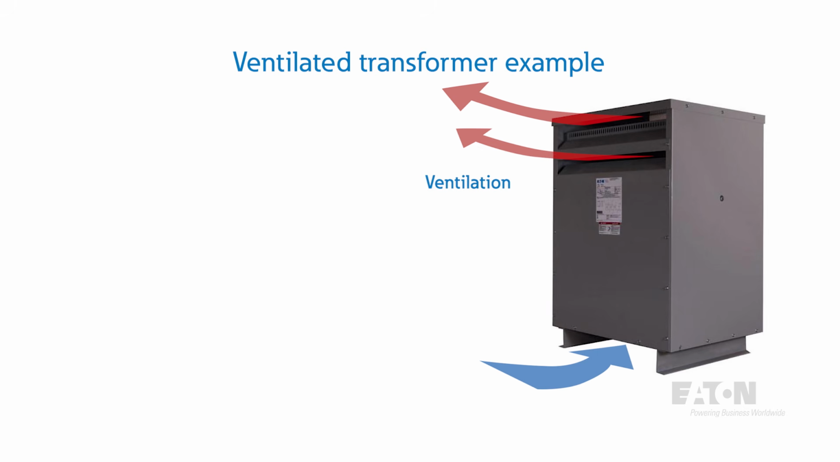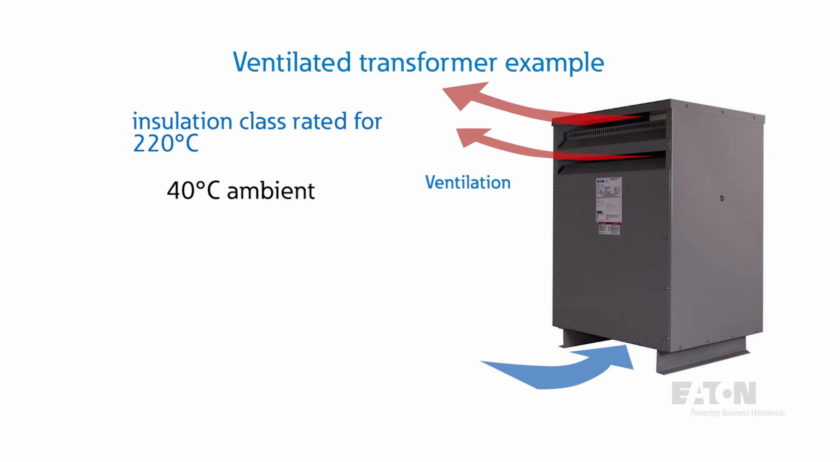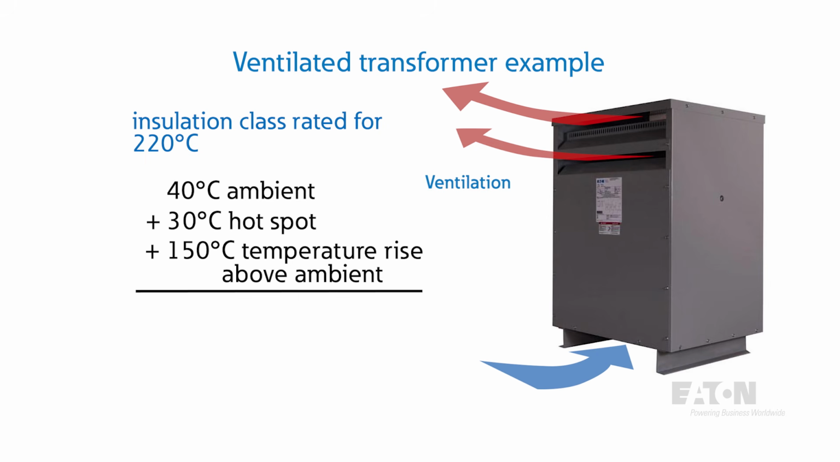Ventilated transformers have an insulation class that is rated for 220 C. There are harmonized design standards that require designs based on 40 C ambient temperatures that also allow for a hotspot temperature rise of 30 C. This 30 C can be thought of as a safety factor to allow the transformer to run beyond its rated kVA for a short period of time. Therefore, 40 C ambient plus 30 C hotspot plus 150 C temperature rise above ambient equals 220 C. This shows the math behind a standard transformer with 150 C temperature rise.